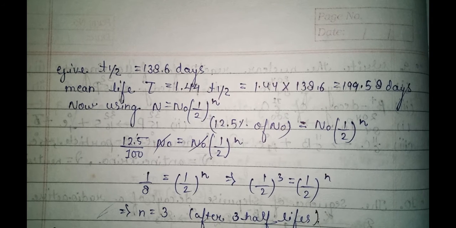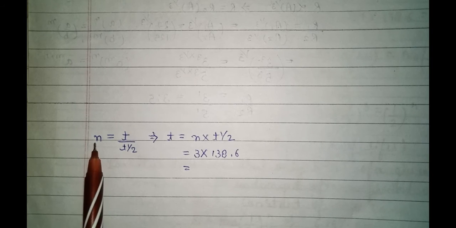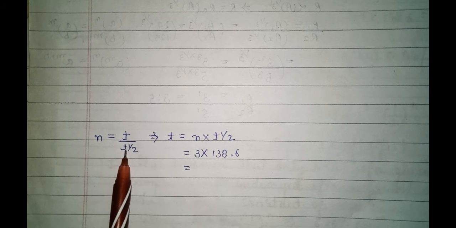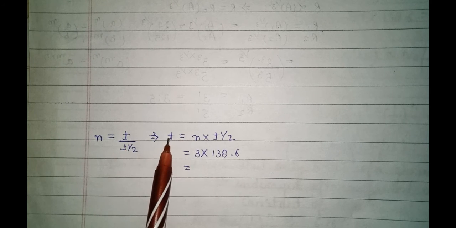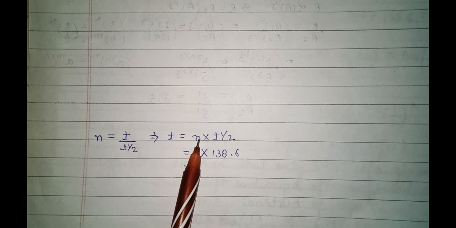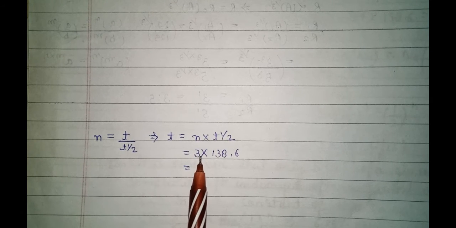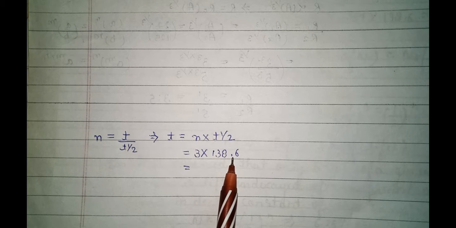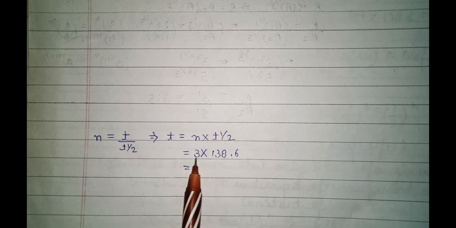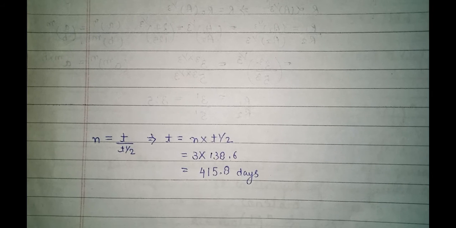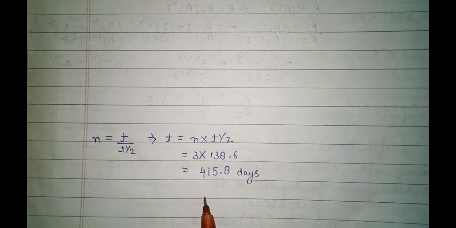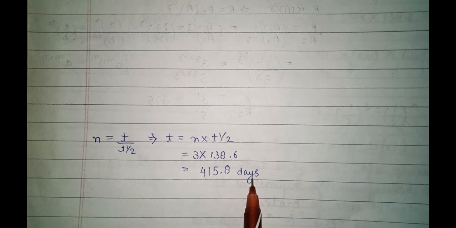From here we can calculate the time. We know that the number of half-lives n is equal to total time upon T half. From where we will get T, that is total time, is equal to the number of half-lives into T half, where T half is the half-life period. So we get n here 3 and T half was already given as 138.6 days. On multiplying these two, we will get our answer. The time after which the undecayed nuclei will remain 12.5% of original is 415.8 days. This is the answer of this question.